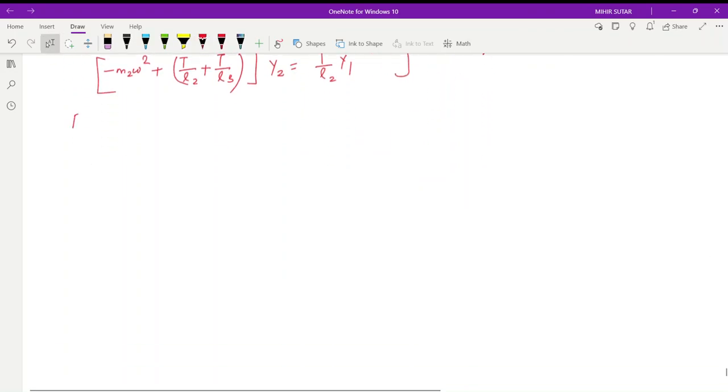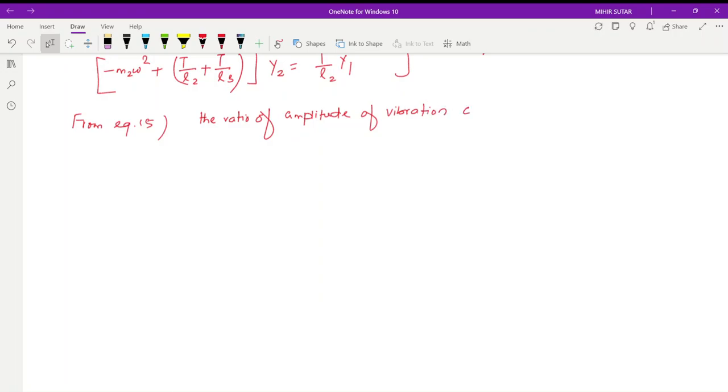Now from equation 5 the ratio of amplitude of vibration can be obtained as Y1 by Y2 is equal to T by L2 divided by T by L1 plus T by L2 minus M1 omega square.